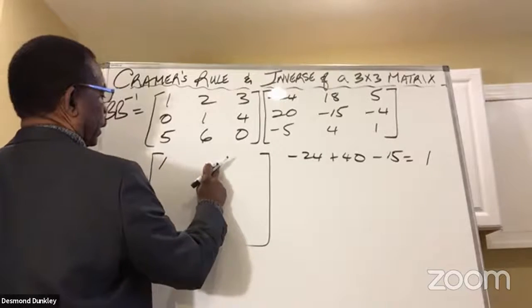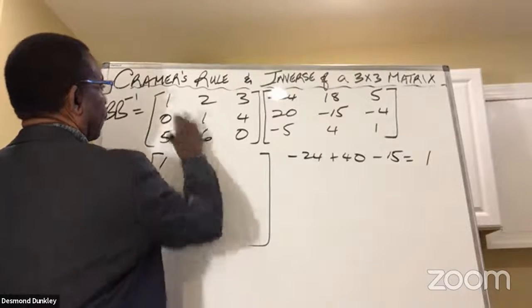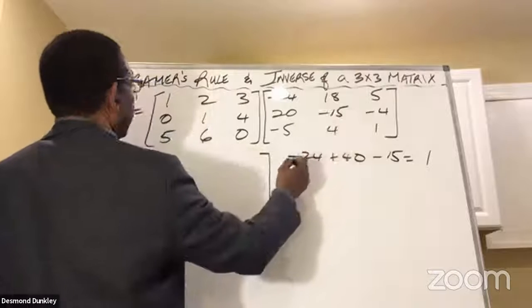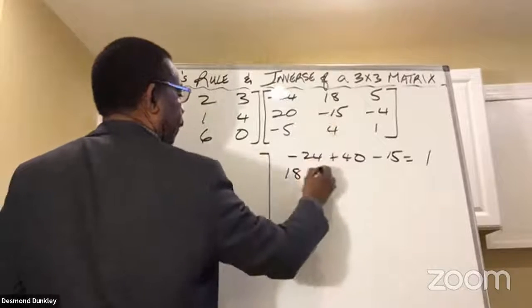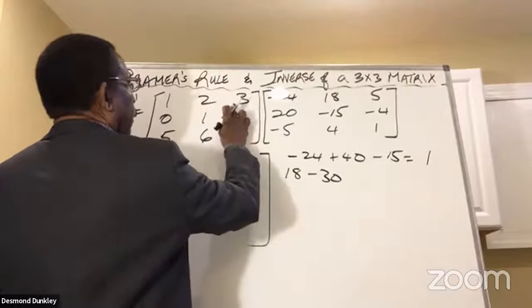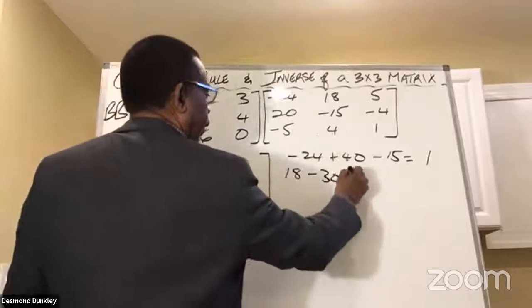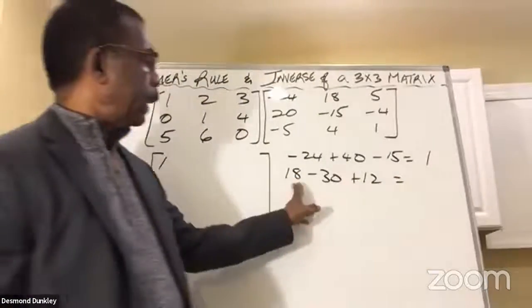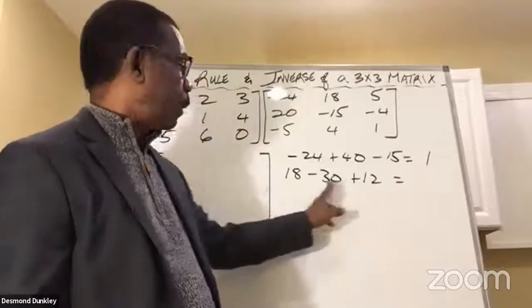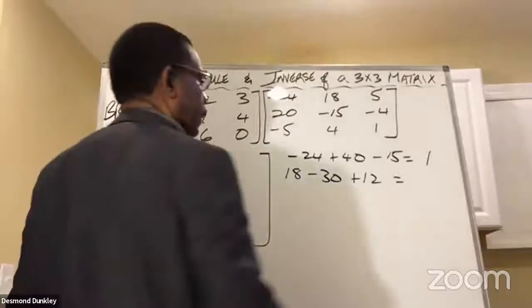Let's go to this entry. This first row, second column. First row, second column. So it's going to be 18. 2 times that is negative 30. 3 times that is 12. 18 plus 12 is 30. 30 take away 30 is 0.